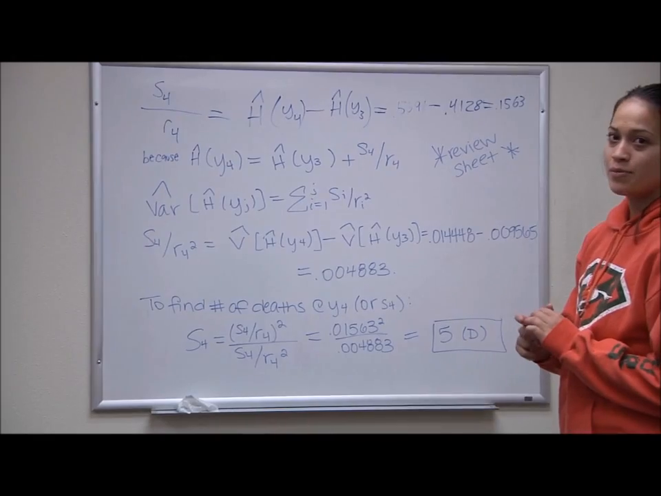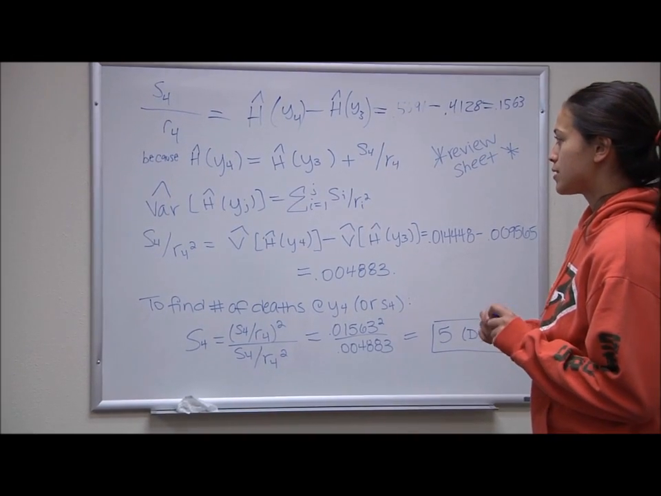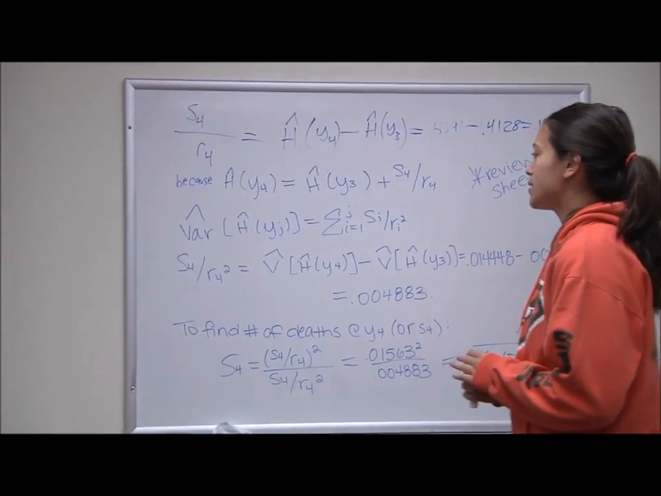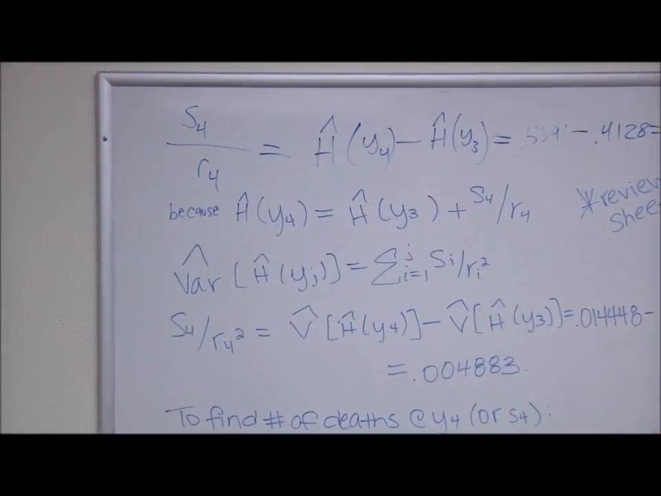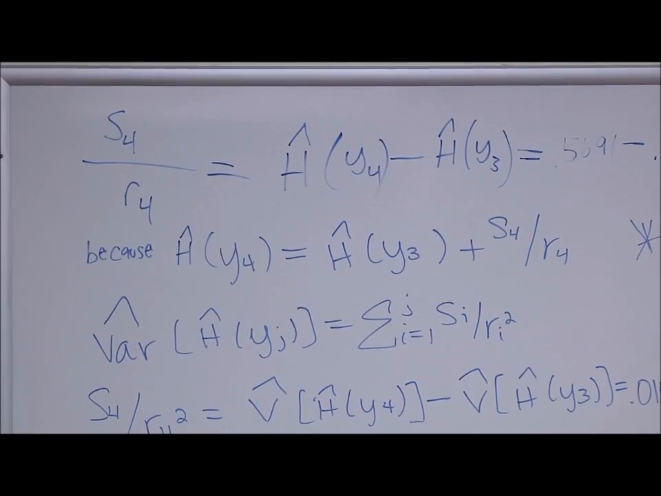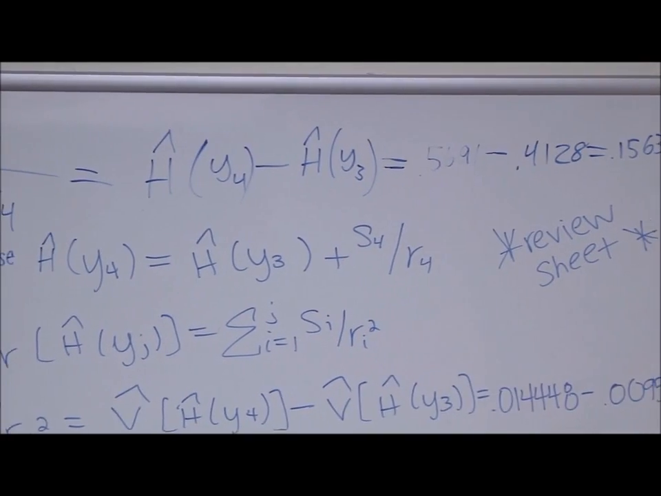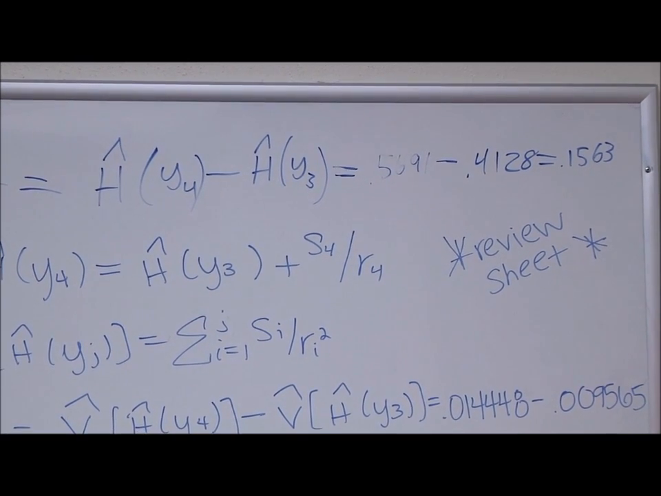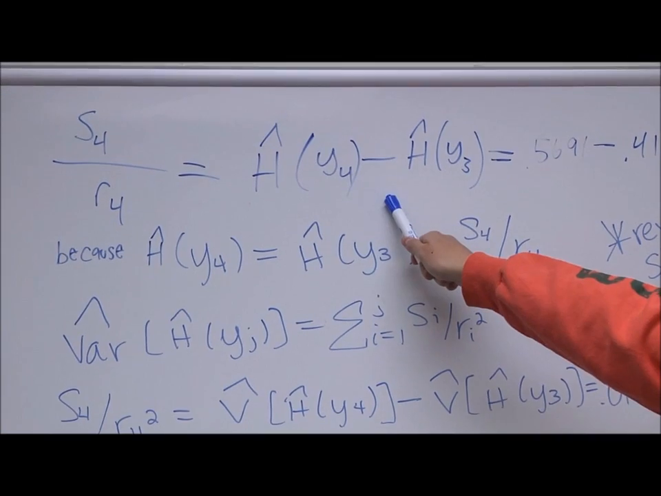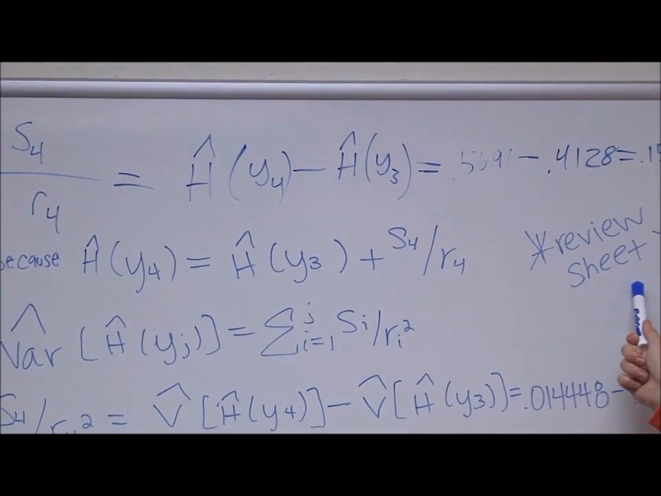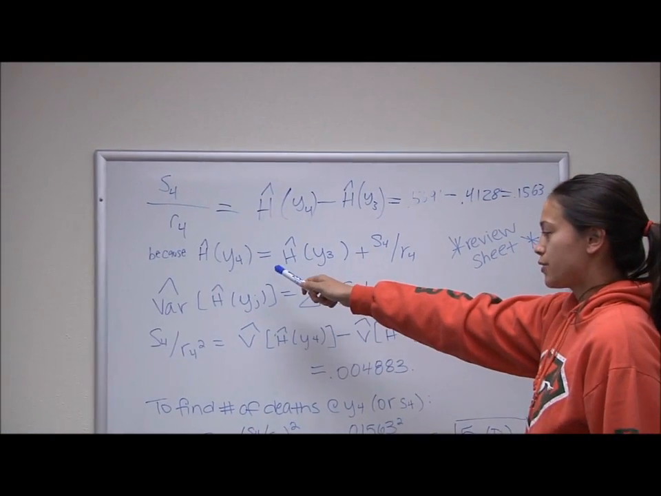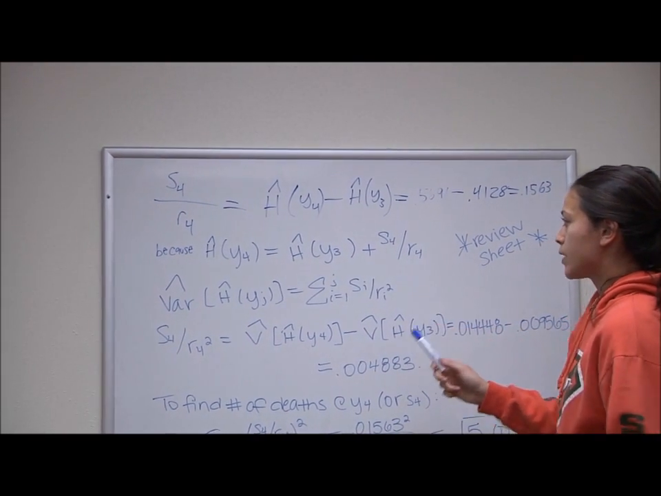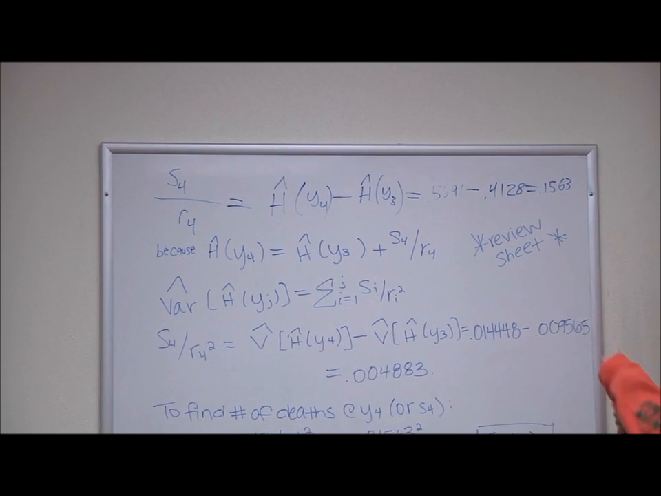This is the solution to number 288 from the fall 2009 Sample C exam. We have that S4 over R4 is equal to the estimate of the hazard rate at y4 minus the estimate of the hazard rate at y3, which is given as 0.5691 minus 0.4128, and that equals 0.1563. This comes from the review sheet that we're going to hand out in class. It's the hazard rate at y4 is equal to the hazard rate at y3 plus S4 over R4. So that's how you get this.